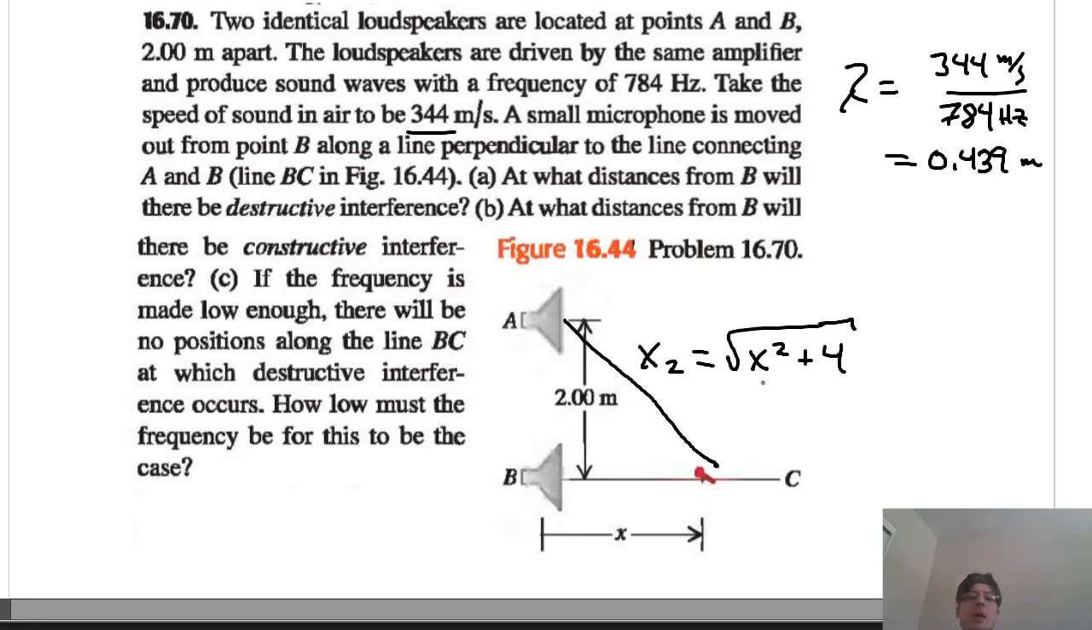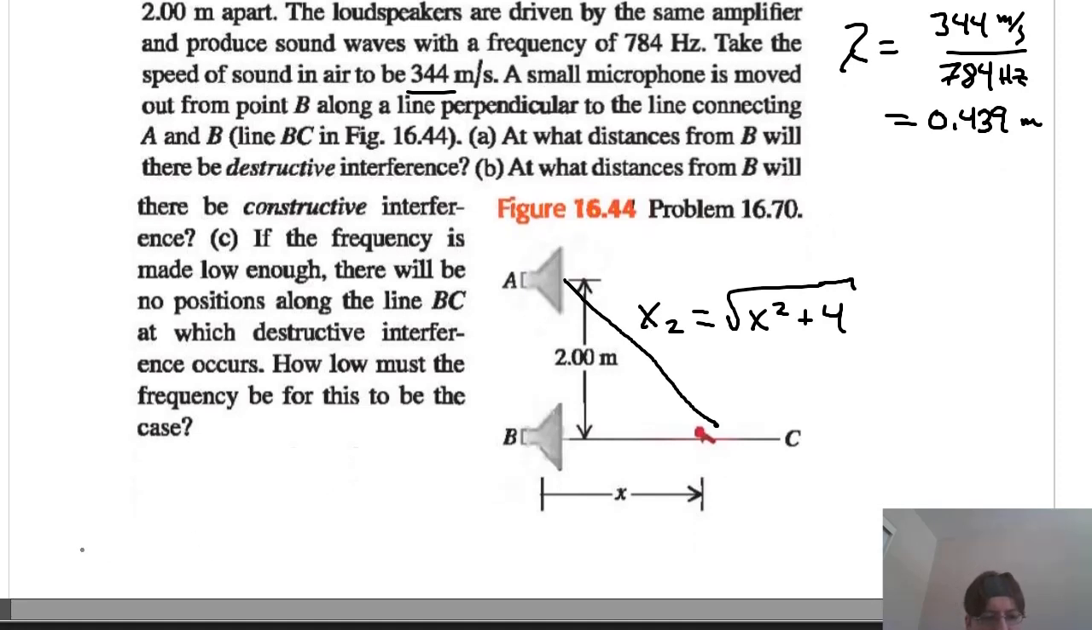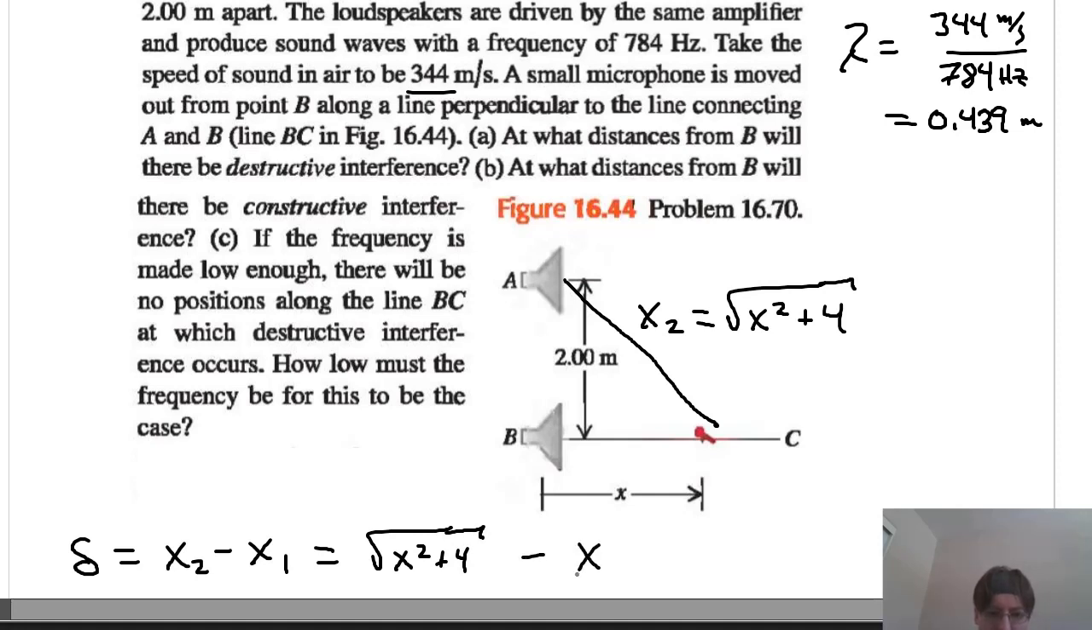So the path difference, which is what I care about, the path difference, delta, is x2 minus x1, or xA minus xB, and it's equal to the square root of x squared plus 4, that quantity minus x. That's our path difference. As usual, if that is equal to, say, half of a wavelength, then you're located at a point where the waves cancel each other.